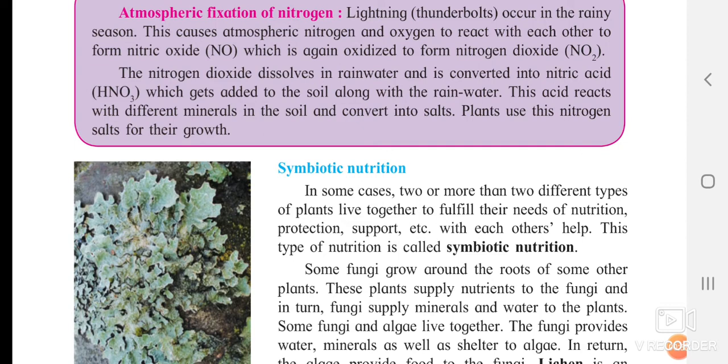So you can see in the definition itself, in some cases two or more different types of plants live together to fulfill their need of nutrition, protection, support, etc., with the help of others. This type of nutrition is called symbiotic.